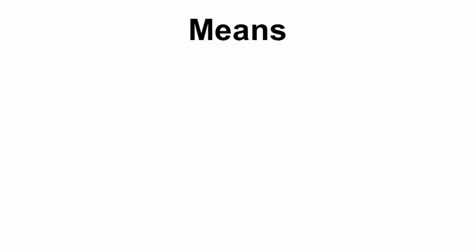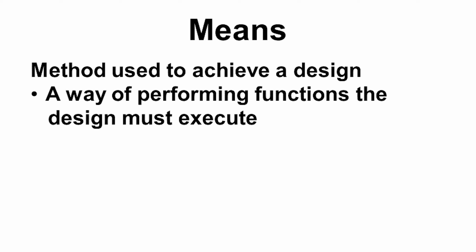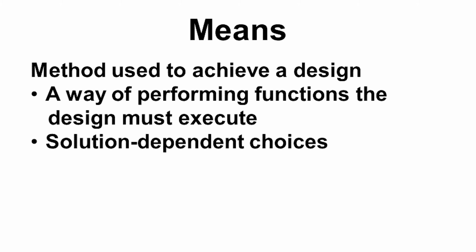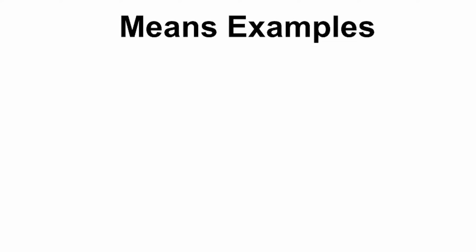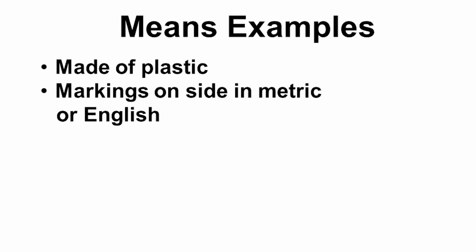Means are a method used to achieve a design. Means are a way of performing those functions that the design must execute. They are solution-dependent choices for how to implement something in your project. Examples of means for your water bottle would be that it's made of plastic or that the markings on the side of the water bottle are in metric or English.